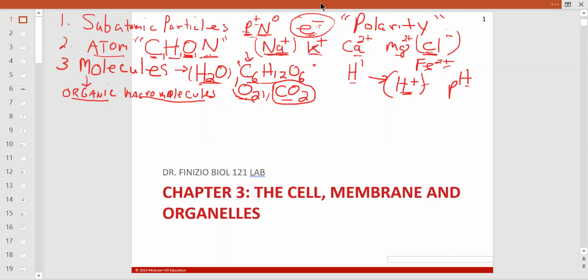So C6H12O6 is a carbohydrate. That's glucose, extremely organic. So let me tell you what the 4 organic macromolecules are. You eat 3 of these all the time, like they're your nutrients, because our bodies are made up of these. You are what you eat, right?